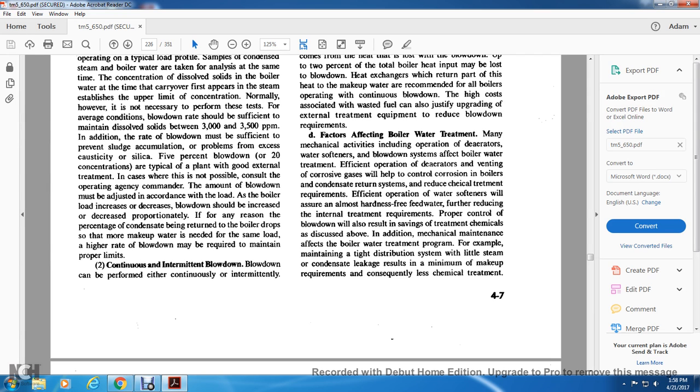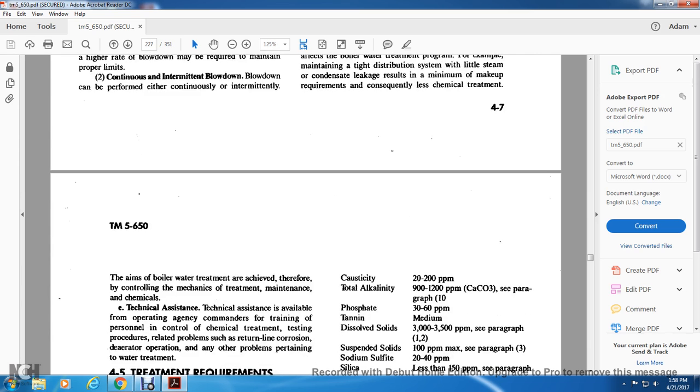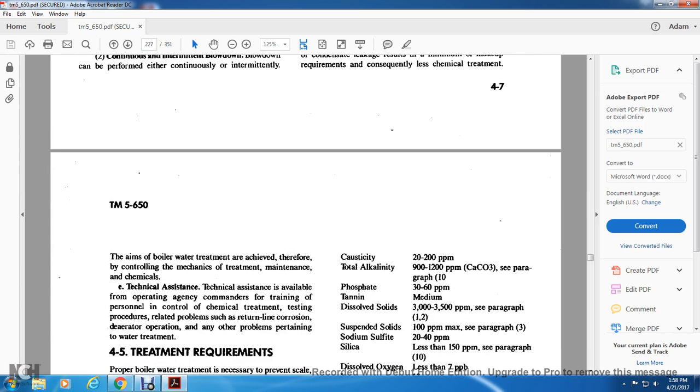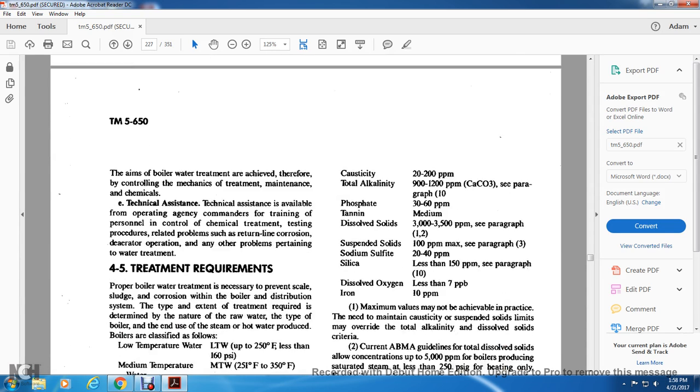Additional mechanical maintenance also affects the boiler water treatment program. For example, tightening the distribution system, fixing steam and condensate leaks, results in minimum makeup requirements and consequently less chemical treatment. The best boiler water treatment is achieved, therefore, by controlling the mechanical treatment and maintenance of the chemicals. Technical assistance. Technical assistance is available for operating agency commanders for the training of personnel, control of the chemical treatment, and testing procedures relating to problems such as return line corrosion, deaerator operation, and any other problems pertaining to water treatment.